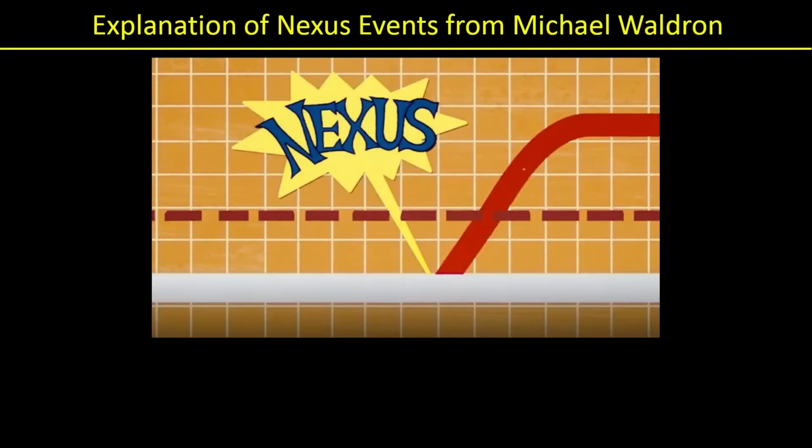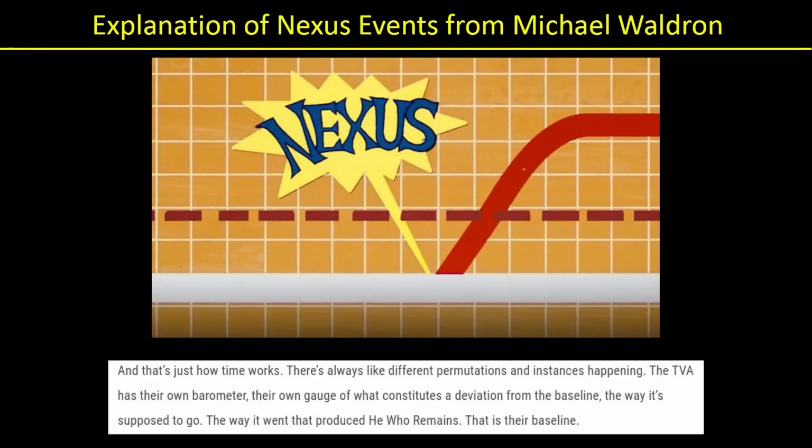This is just critical to understanding the multiverse. So once again, Michael Waldron, same interview, it was on Screen Crush if I didn't say that earlier, says, "And that's just how time works. There's always different permutations and instances happening. The TVA has their own barometer, their own gauge of what constitutes a deviation from the baseline, the way it's supposed to go. The way it went that produced He Who Remains. That is their baseline." So you see the key there. The key is a baseline, the sacred timeline, if you will. That's the timeline that creates He Who Remains. But any deviation, that's a problem.